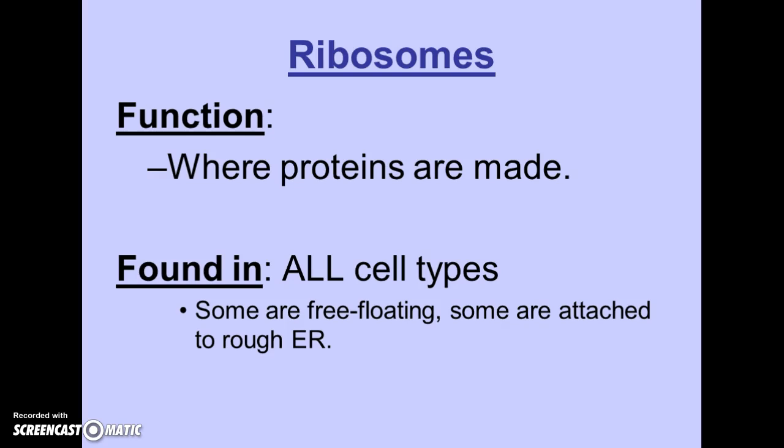The second cell part is ribosomes. Ribosomes are the protein factories inside of a cell. Messenger RNA and transfer RNA would come together and they would bring amino acids in and link together at the ribosome. Ribosomes can be found free-floating inside the cytoplasm, but many of them are attached to rough endoplasmic reticulum.